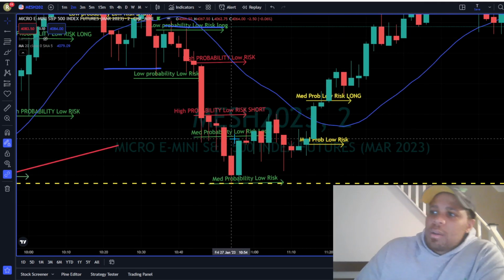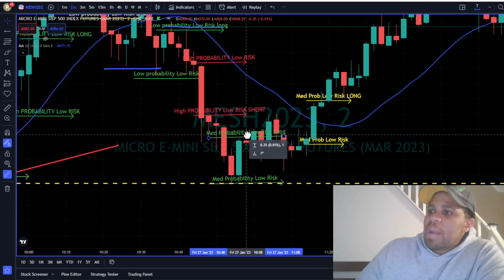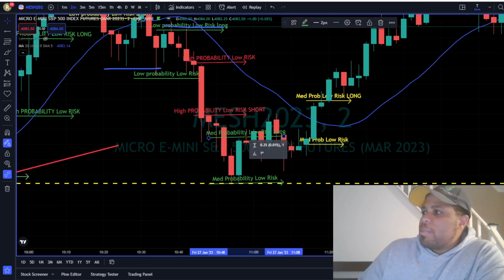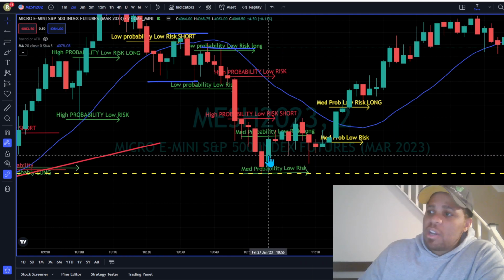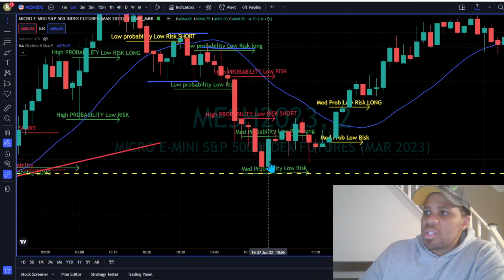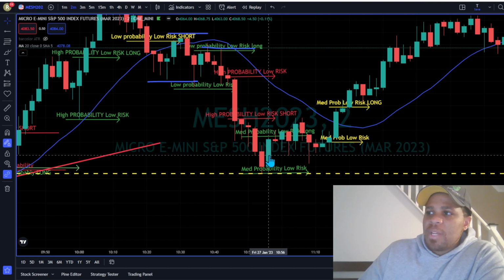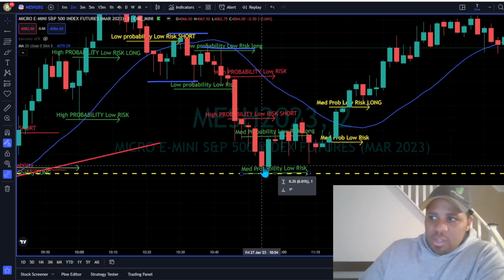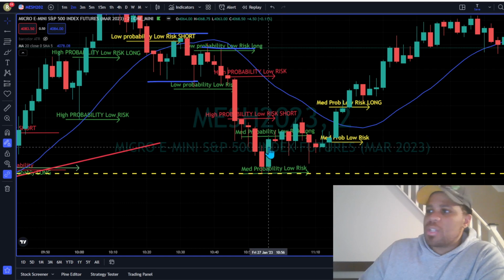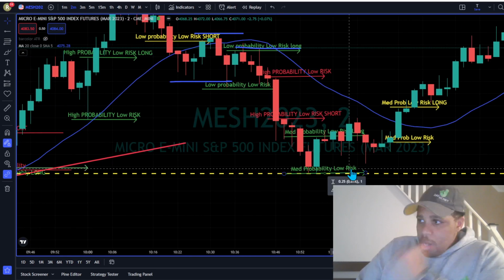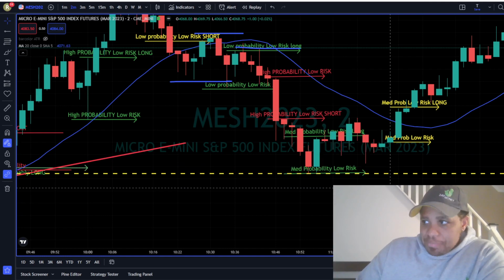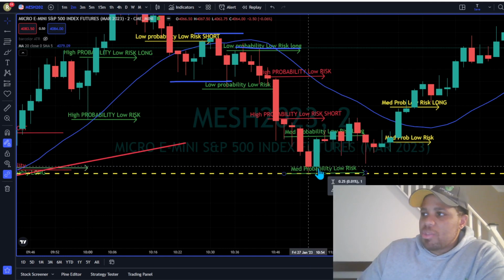But it's still medium probability because you're below the 20-period moving average. The only thing that makes it not low probability, low risk, is because you have this bullish engulfing bar right here. So this is showing you that not only are they buying here, but they're buying so much they were able to overwhelm the last set of bears that sold, okay? And your risk is low because you're below here.